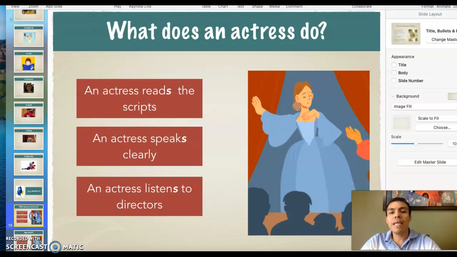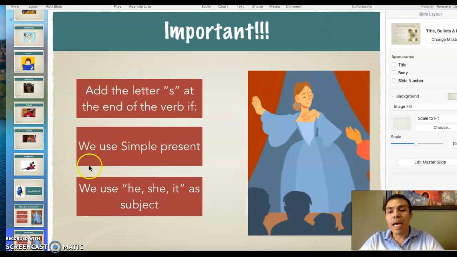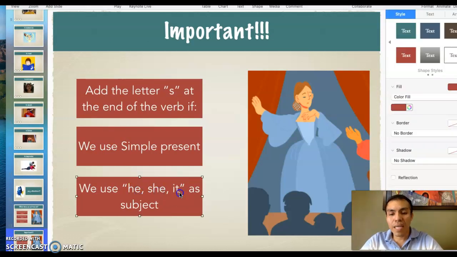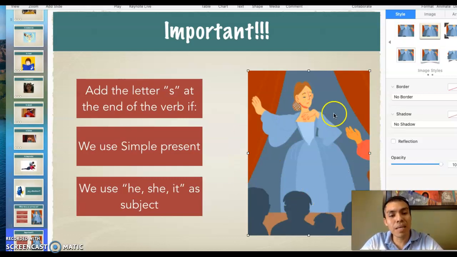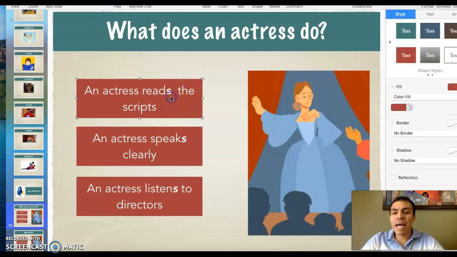Subject. Let's pay attention again to the last example. What does an actress do? An actress reads the scripts. An actress speaks clearly. Or an actress listens to directors. What is the subject in this case? Actress. And is actress he, she, or it? Yes. Actress is she. Observe the picture. It's a girl. Actress is she. That's the reason we have to use the letter S at the end of the verbs.